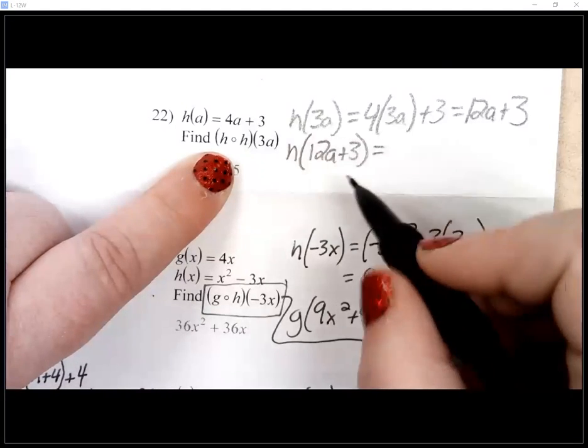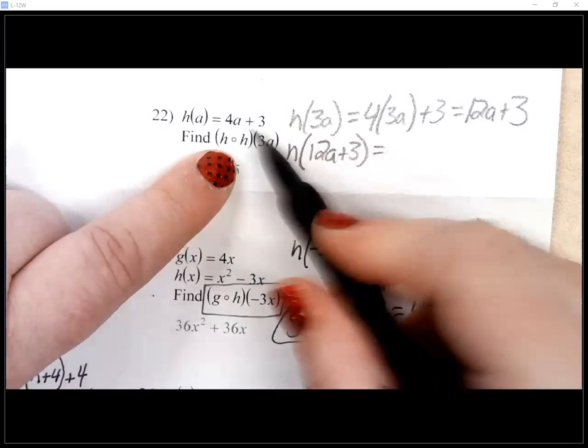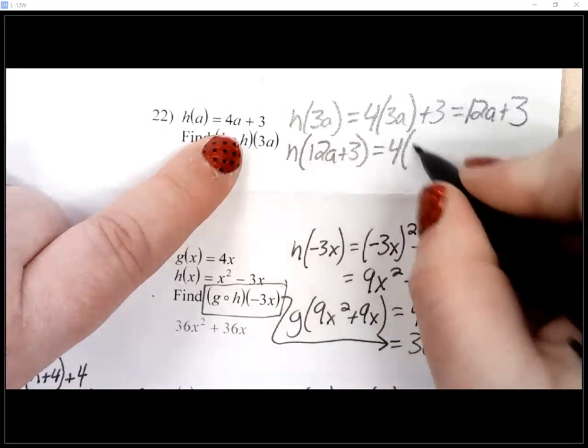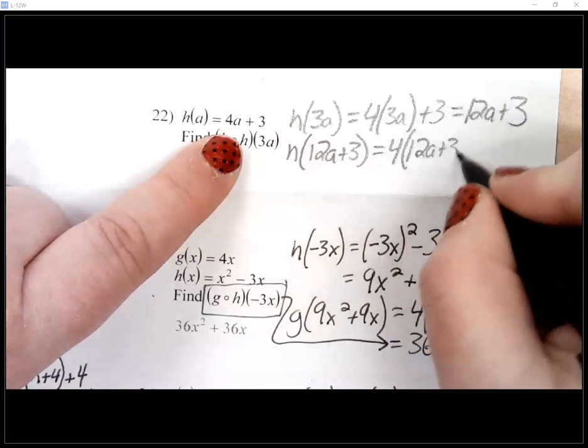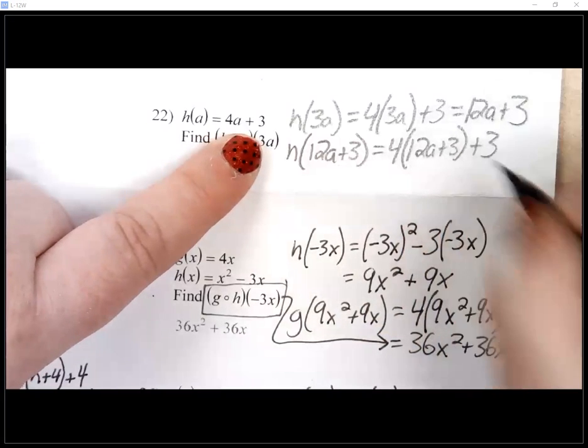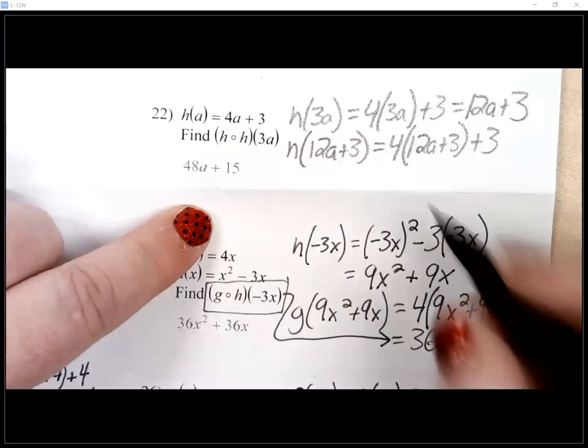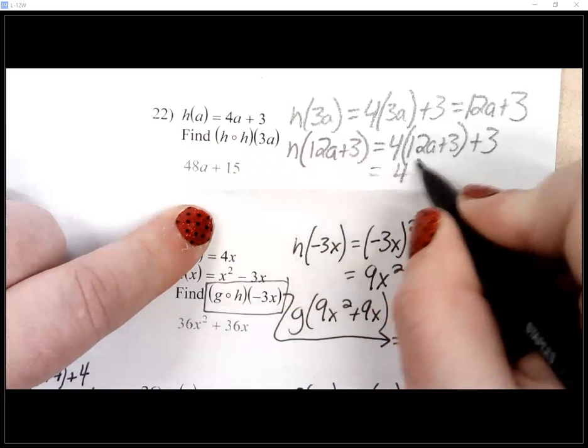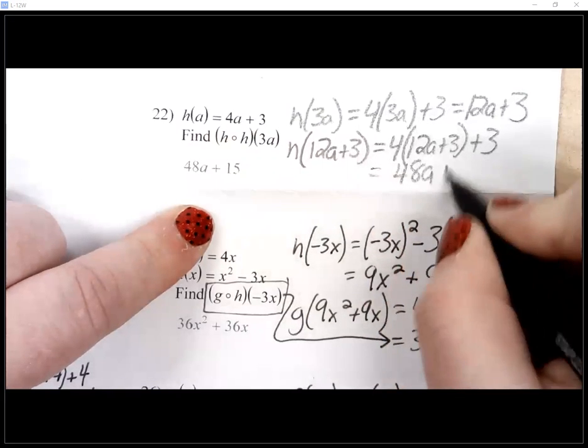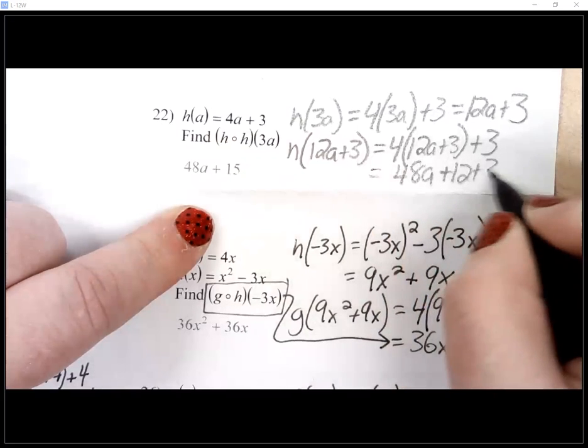So now let's take this and pop it back in. So I'd have 4 times (12a plus 3) plus 3. Oh, yeah, I see. So 48a plus 12 plus another 3, and that's the 50. Okay, thank you. You're welcome.